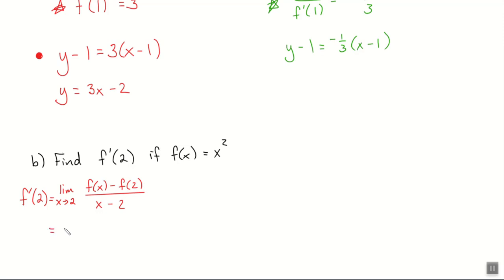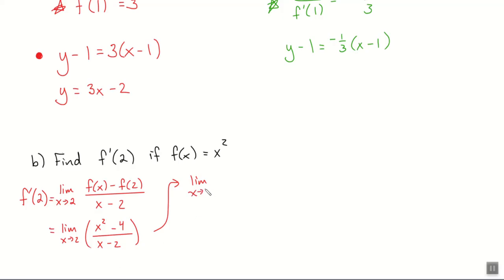What is f of x? So f of x is just x squared, right? Minus, what's f of 2? 4, all over x minus 2. This is what I'm hoping to see. Now, if I try direct substitution, it fails. But there's good news on the horizon. This is easy to fix. This is the same thing as the limit as x approaches 2.